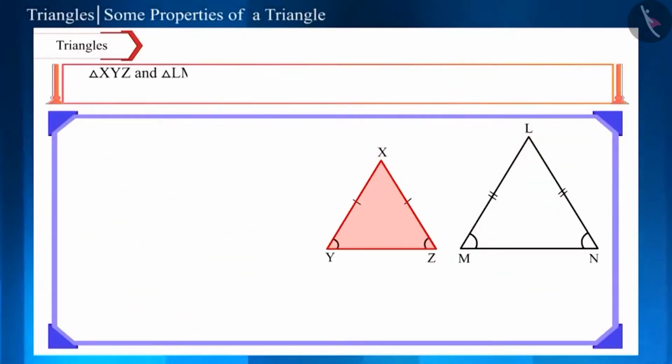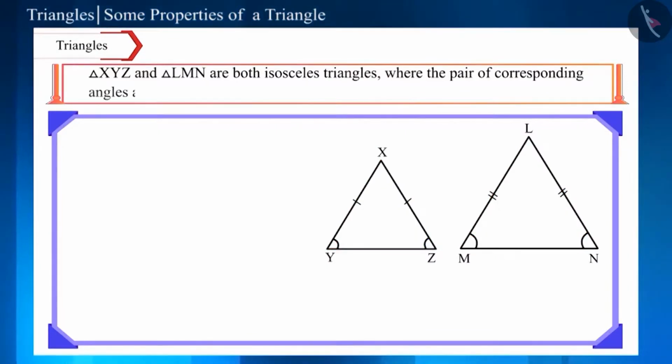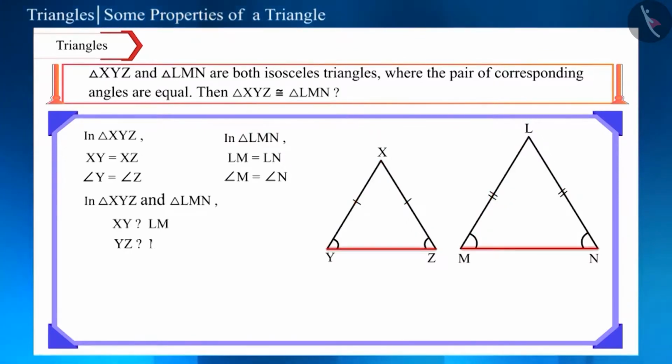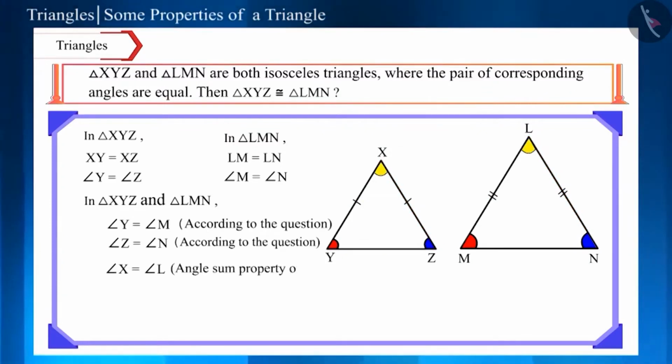Triangle XYZ and triangle LMN are both isosceles triangles. The pair of their corresponding angles are equal. So, are these triangles congruent? Friends, these two triangles are isosceles triangles, but there is no information given about the sides of these two triangles. And it's given that a pair of their corresponding angles are equal. So the third angle will also be equal.